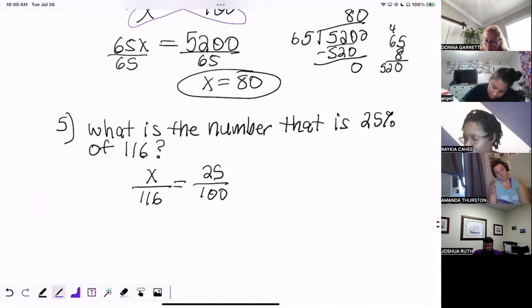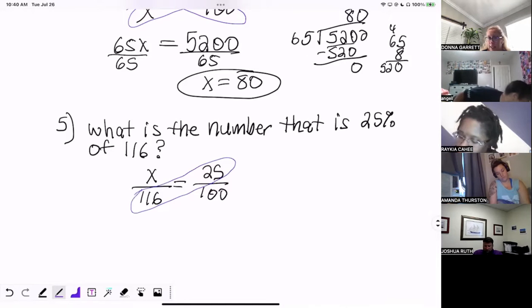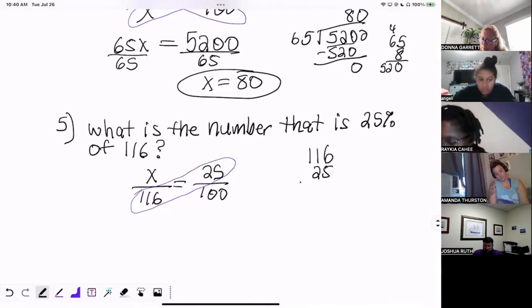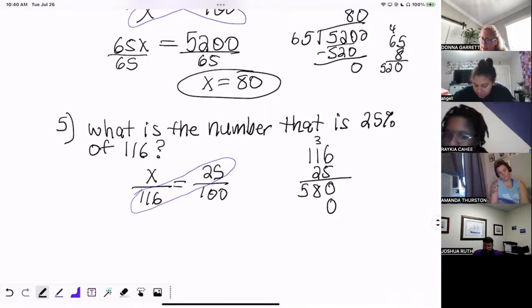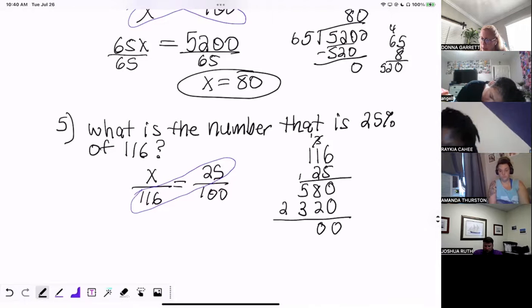Okay, cross multiply. I always cross multiply the same way too. You don't have to, but I always do. I don't know why. Ever since I learned these, I've always done it this way. I always do that diagonal first, and then I do the second diagonal second. Okay, 116 times 25. So we've got to multiply this out. I have my 0. 6 times 2 is 12. 2 times 1 is 2, plus 1 is 3. 2 times 1 is 2. So let's see what I got. I got 2,900.